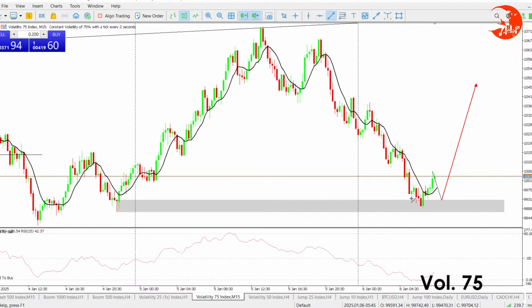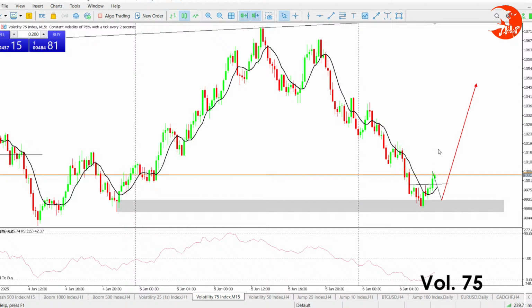What am I saying? This is the last lower high. That's the last lower high there, and it has been taken out. Yes, lower high, lower low. Now it has been taken out. So that is a change of character there on M15, which is a confirmation of the buys on M15.